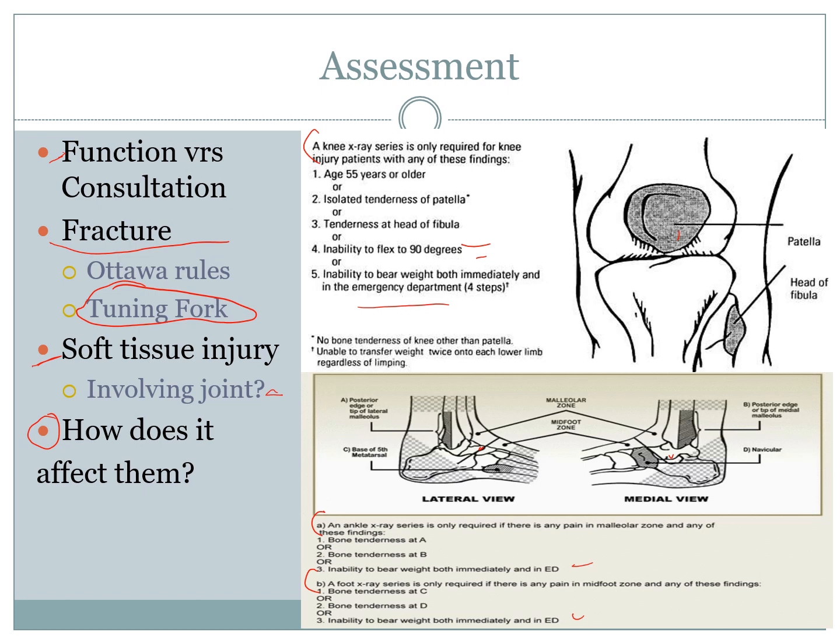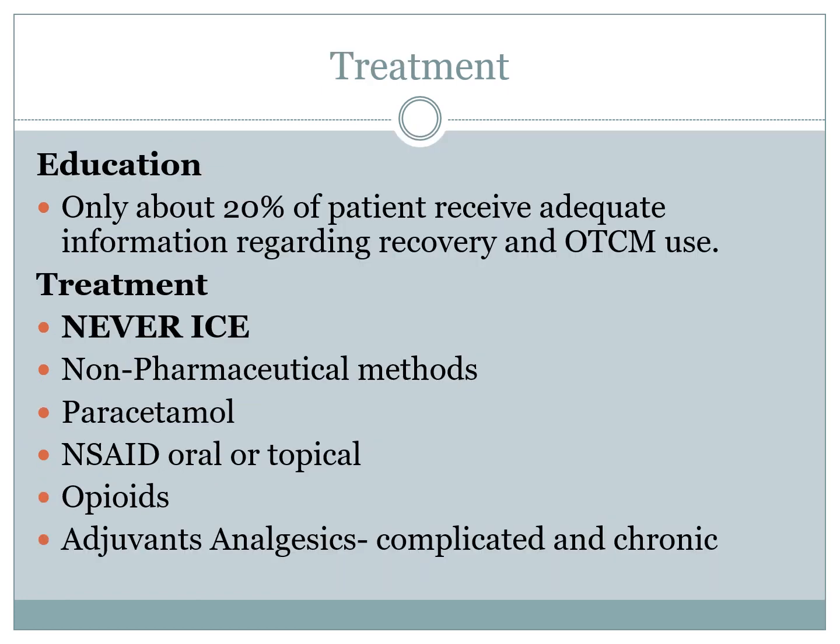Everybody with a musculoskeletal injury needs education. Unfortunately, the meta-analysis out there have showed that about 20% of patients will actually receive information. In particular, when someone has lower back pain, only 20% of them will receive the required information about recovery and about the overuse of over-the-counter medication. So those two alone are absolute paramount.